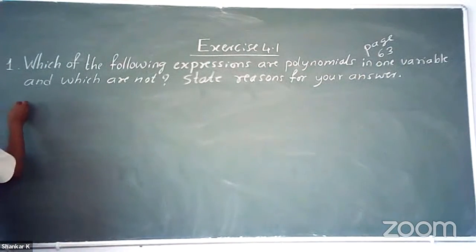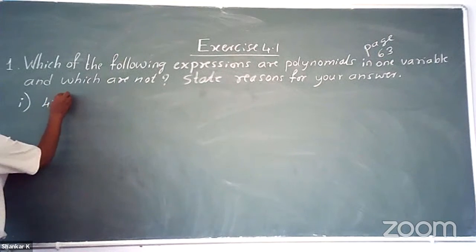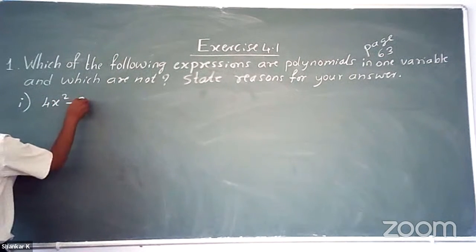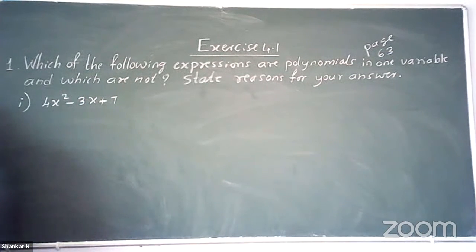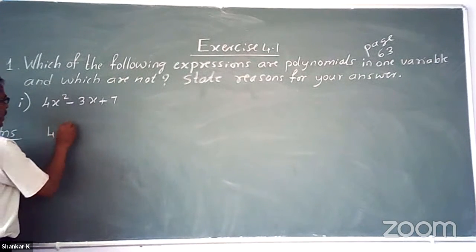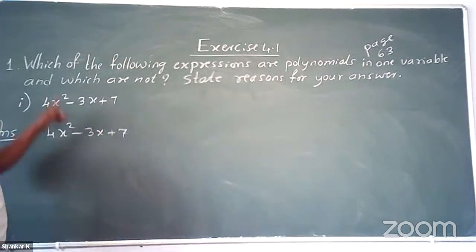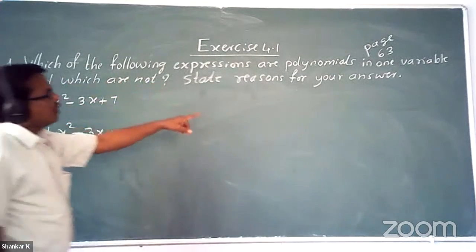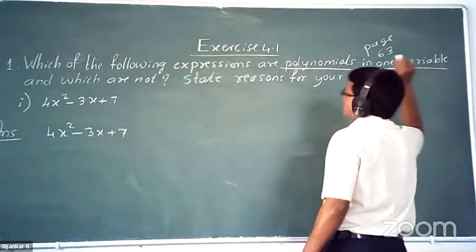First one: 4x squared minus 3x plus 7. Is it a polynomial or not? Which of the following expressions are polynomials in one variable?